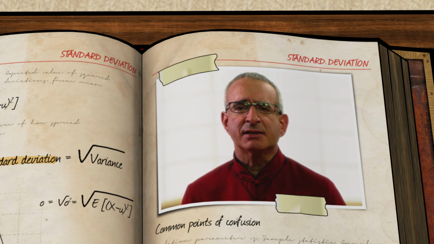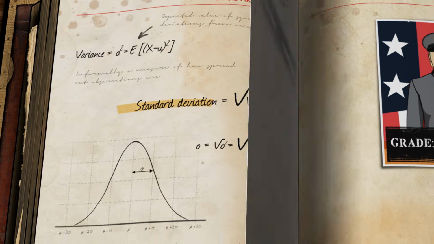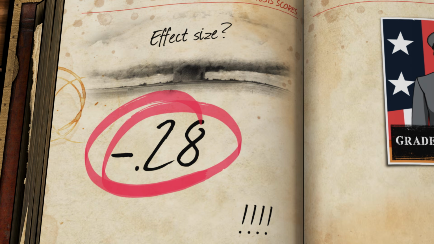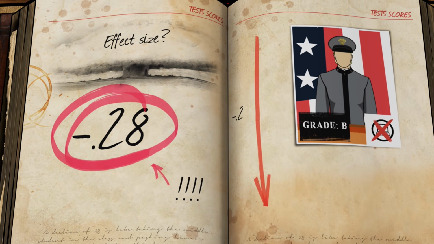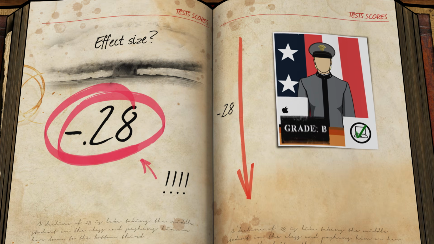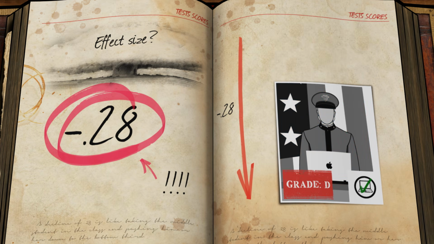How big an effect is this? Social scientists measure test scores in standard deviation units because these units are easily compared across studies. We know from a long history of research on classroom learning that 0.28 is huge. A decline of 0.28 is like taking the middle student in the class and pushing him or her down to the bottom third.